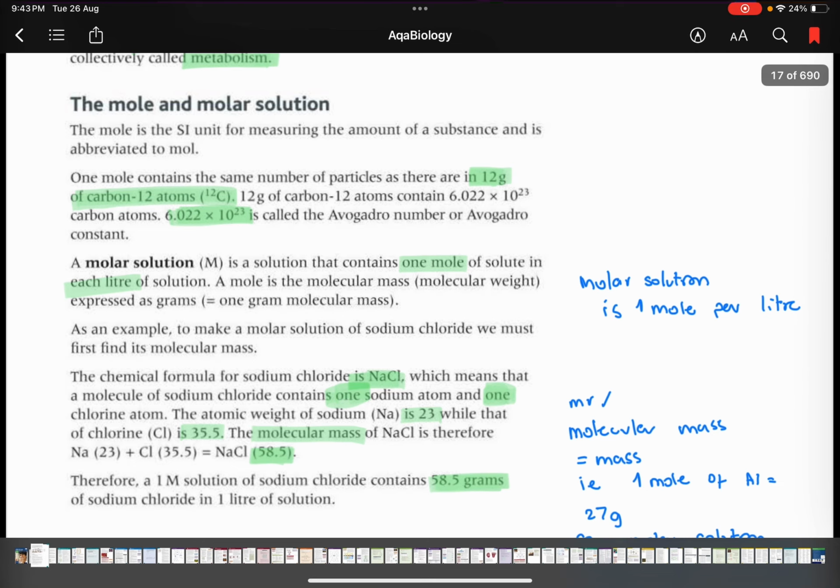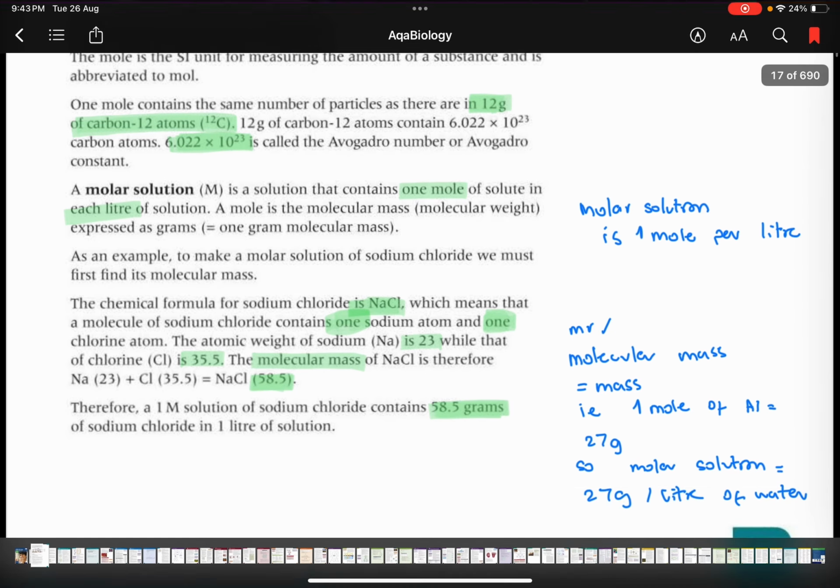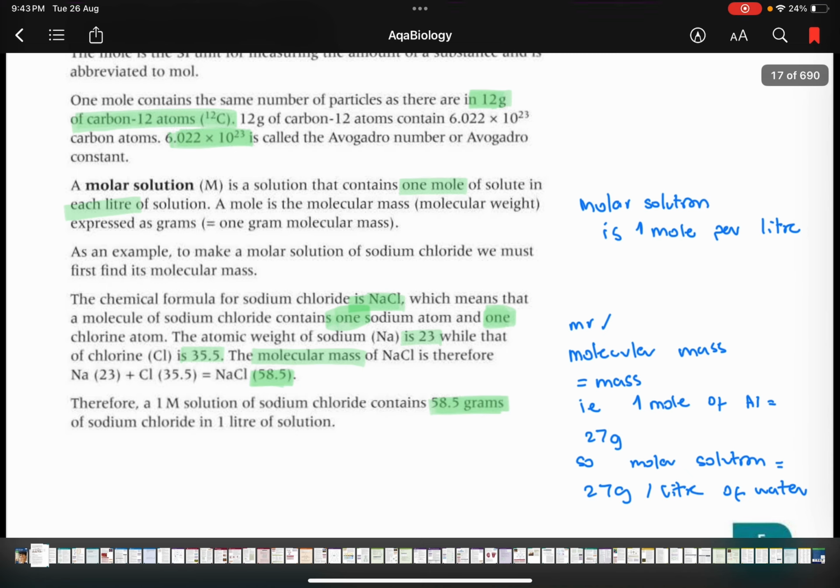supposedly burn calories faster. Next, we have the mole and a molar solution. Now, the mole is an SI unit, which is just the standard unit that's used pretty much internationally for measuring the amount of a substance, and it is abbreviated to mol, which I genuinely don't get because they just removed 1 letter, but anyway. So 1 mole contains the same number of particles as there are in 12 grams of carbon-12 atoms. 12 grams of carbon-12 atoms contain 6.022 into 10 to the 23, which is essentially Avogadro's constant.